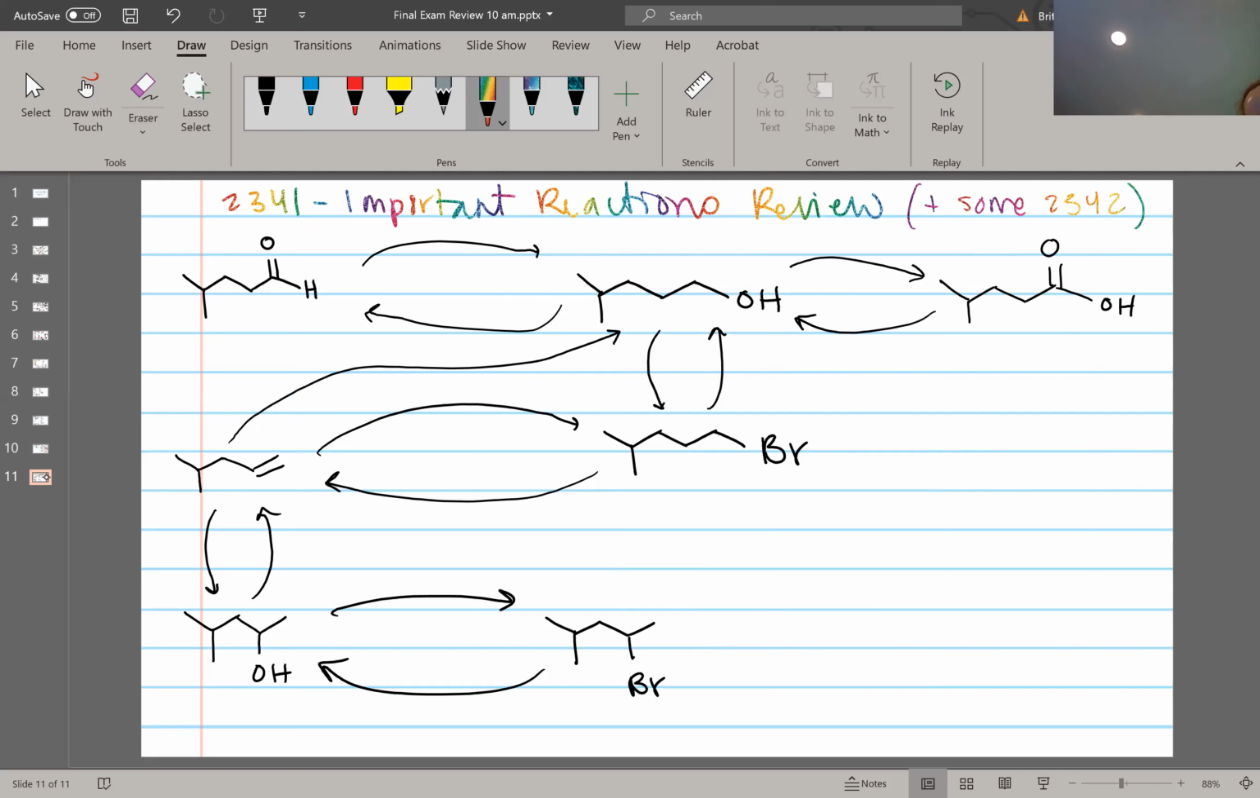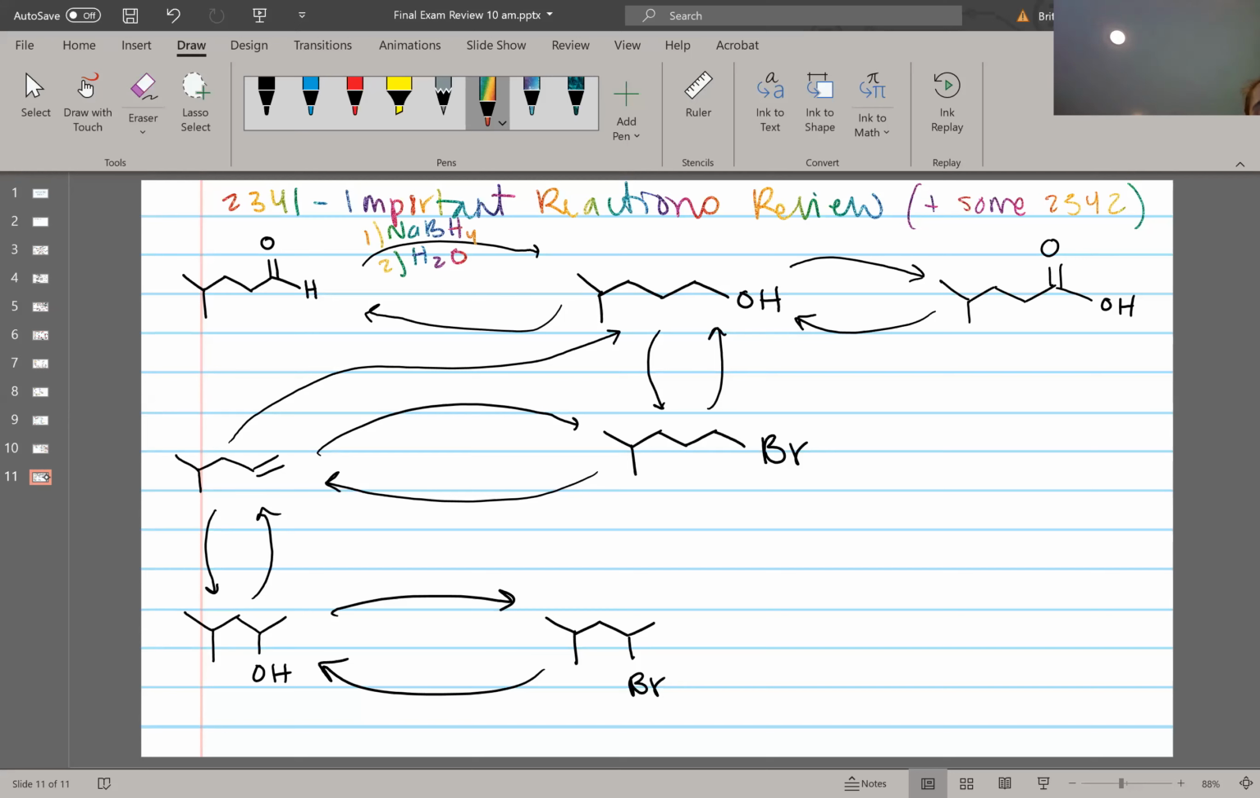What reagent could I use to accomplish that? What type of reaction is this? Yeah, this is a reduction. What reagent could we use to do this? Sodium borohydride. Yeah, so you could use sodium borohydride. You could also use lithium aluminum hydride if you wanted, but that would be kind of overkill. You only need to use sodium borohydride to get this to work.